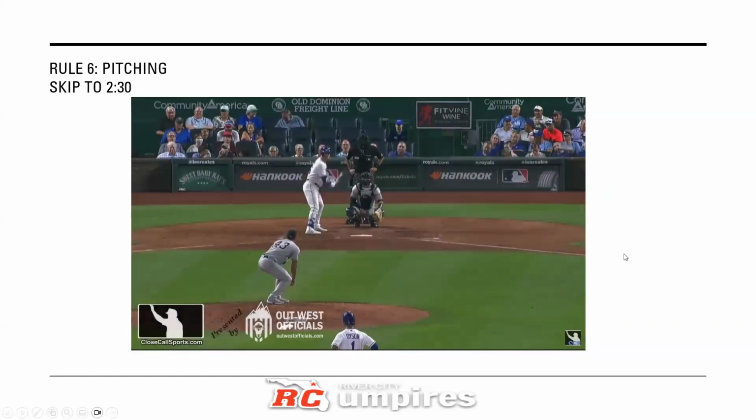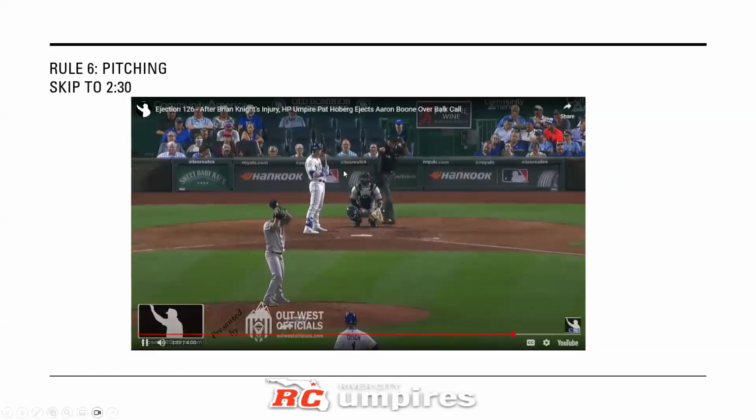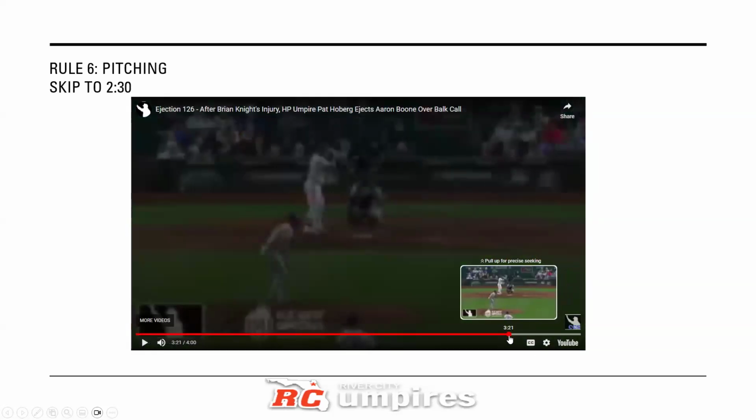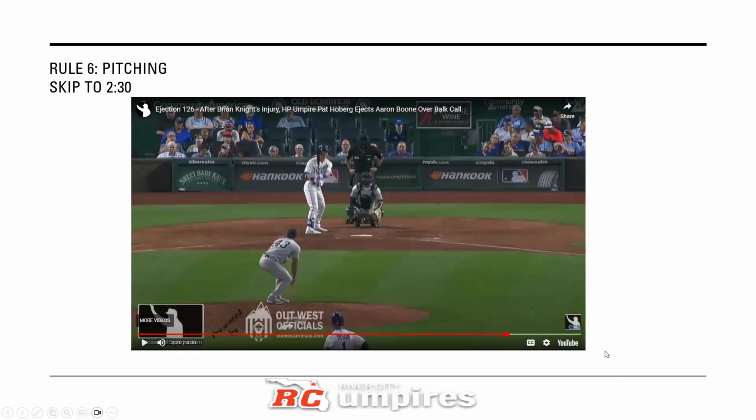All right, so watch. Did you guys see that? I know it's subtle, right? I would say at a high school level, don't be that good. This is more for explaining what it is and why it was called. He starts to come set, doesn't stop, and then steps off. So he started his habitual motion to deliver a pitch and didn't. If he would have come set and then stepped off, he would have been fine.